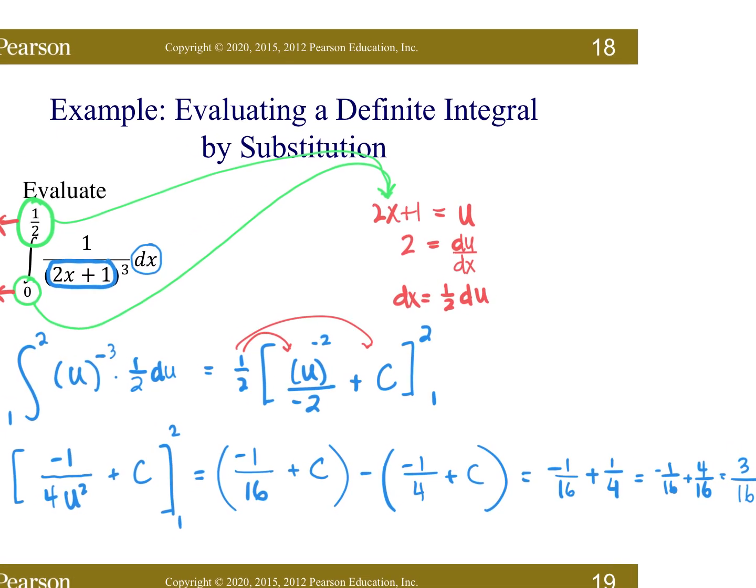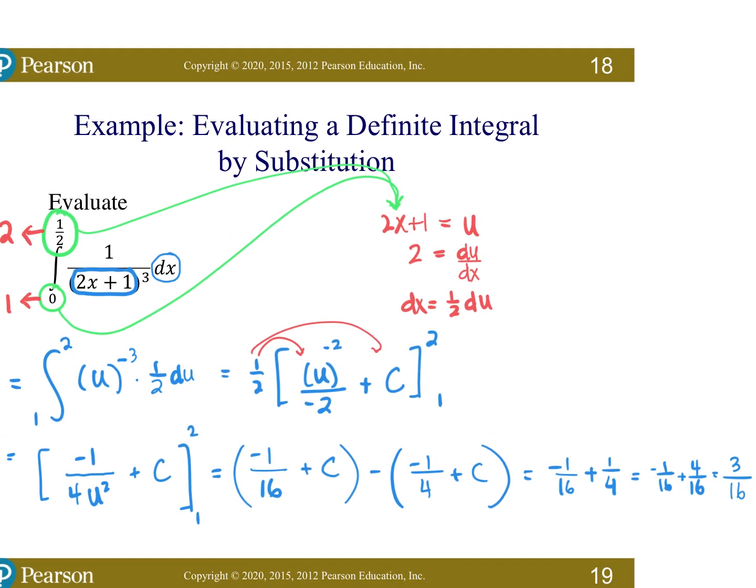So what key step doesn't happen or doesn't need to happen at the end anymore? Yeah, I don't have to change my u back anymore. It's one of the advantages of having a definite integral. You never have to change it back. You just continue and commit. Okay, just like your old self.